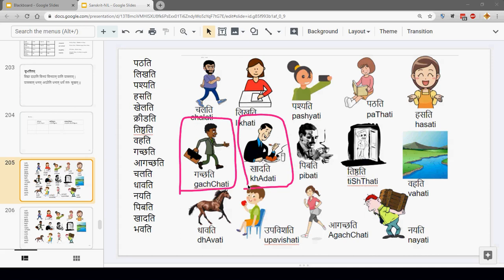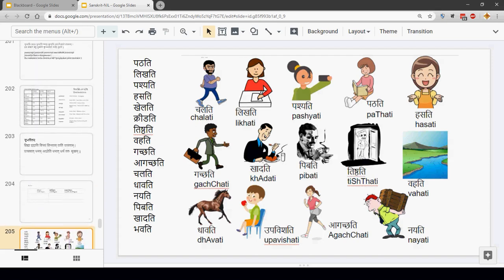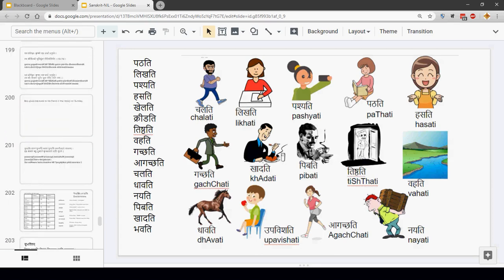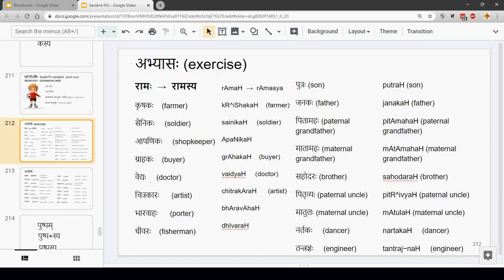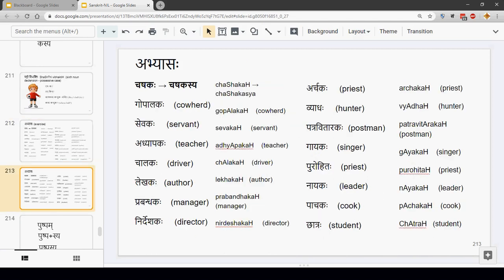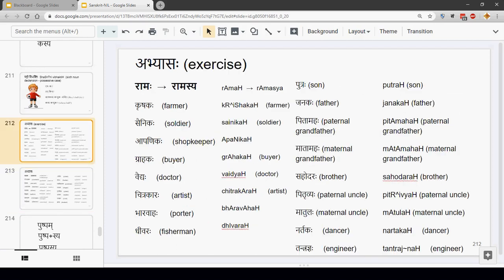Purushaha kim karoti. Purusha kadati. You can also, if you remember last week's question, there were many words here. If you remember, you can use one of these, no problem. If you don't, you can just use balakaha, malika, yashaha, purushaha, or if you can remember any of these masculine words, you can use.